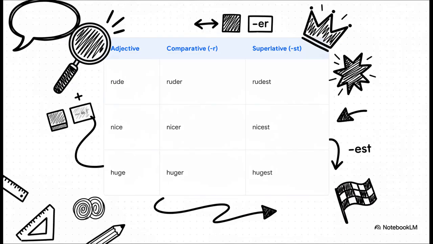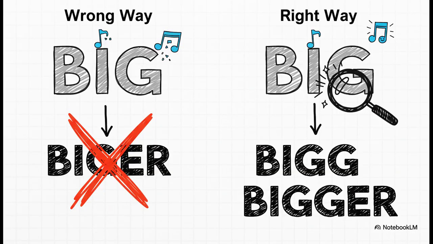For instance, a nice comment is nicer than a rude one. We don't say nicer with two E's. That would just look and sound kind of awkward, right? Same for huge, huger, hugest. The language just tidies itself up. It's pretty neat.